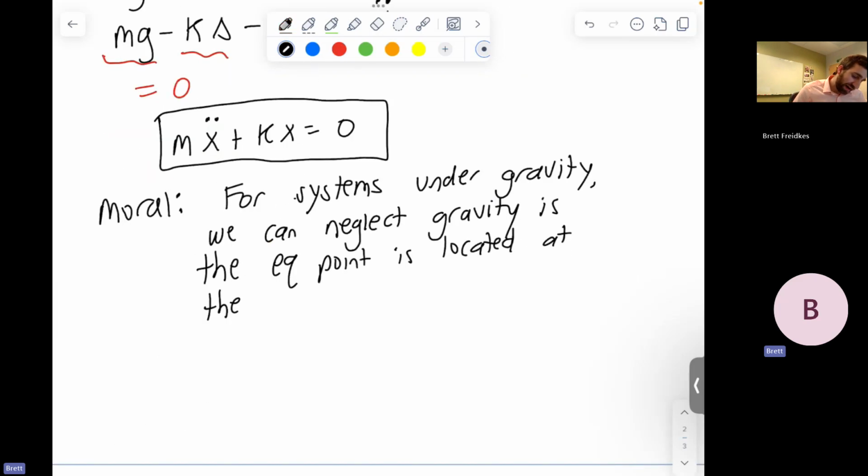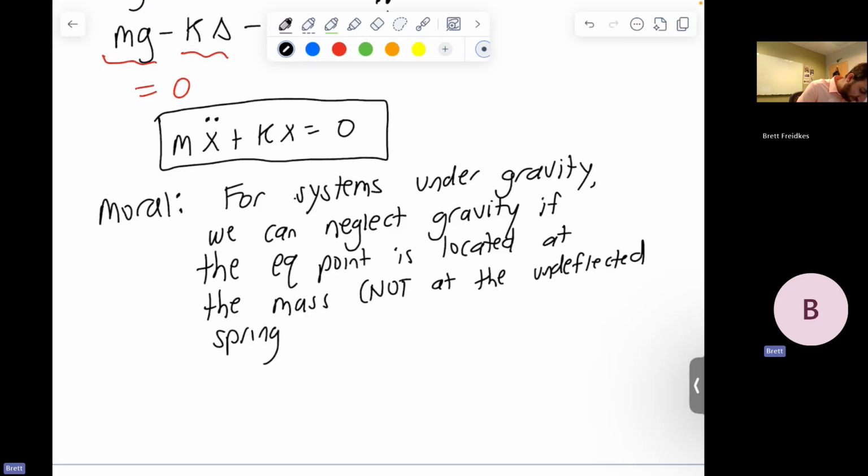So for systems under gravity, we can neglect gravity if the equilibrium point is located at, let's say, the mass, not at the undeflected spring location.